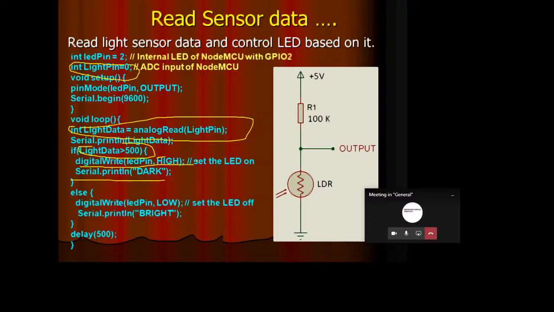Because whenever there is a dark condition, the output value from this will increase, and it will increase more than 500. Whenever it is a light condition, during the daylight, at that time the value will be less than 500. So we will stop the LED and we will print the message that it is a bright condition. So this is the data that you can locally display, as well as upload onto the cloud. So yesterday we have seen the ThingSpeak cloud.